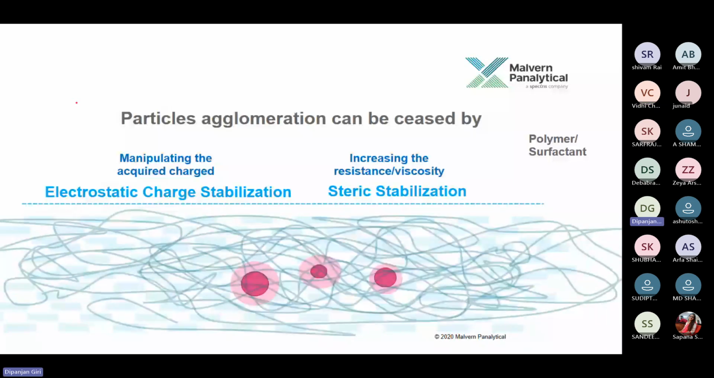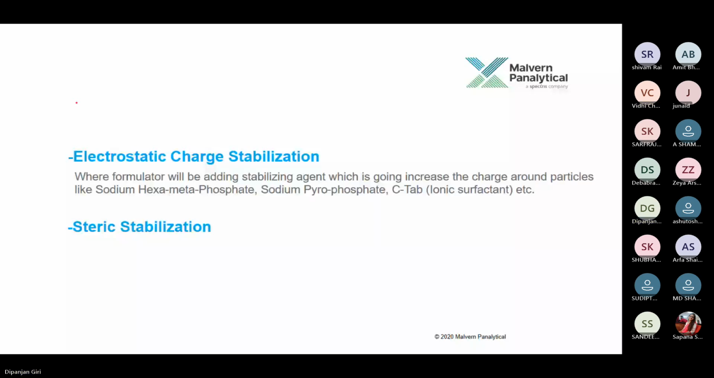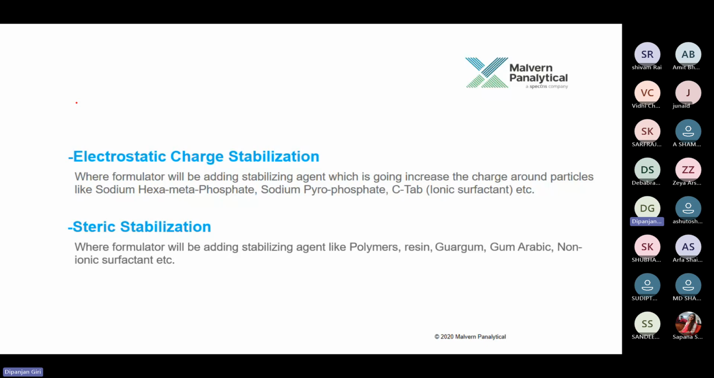So what we see is two techniques, that is electrostatic charge stabilization and steric stabilization. With these we can stabilize any nanoparticle or particle system in suspended form. With electrical charge stabilization, you increase the charge around the particle with some additional charged particles or ions, such as sodium hexametaphosphate or sodium pyrophosphate. And with steric stabilization, you can add some polymer resins, non-ionic substances like that.